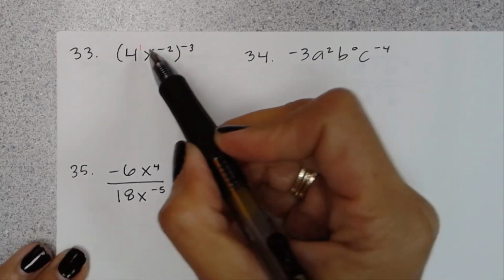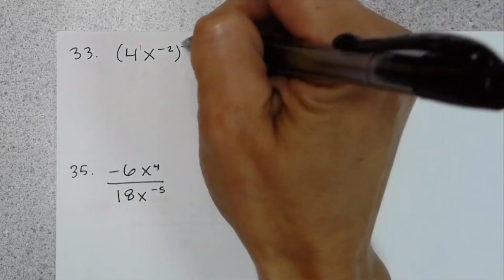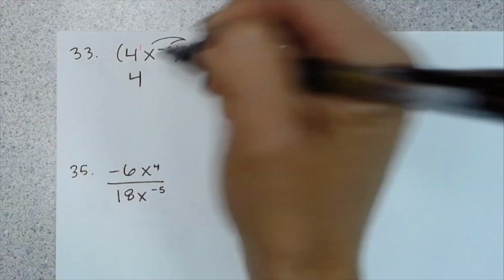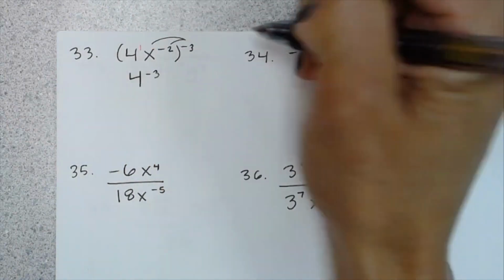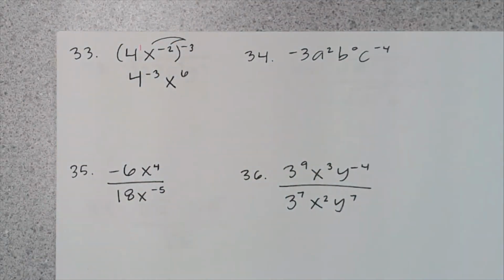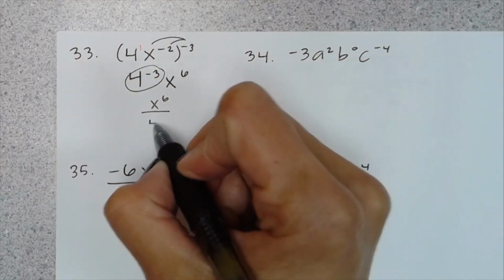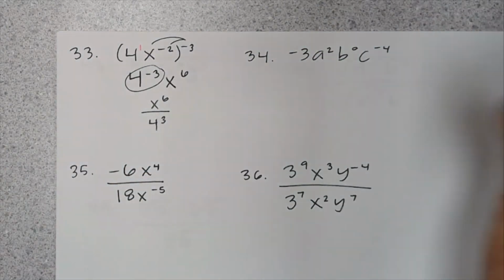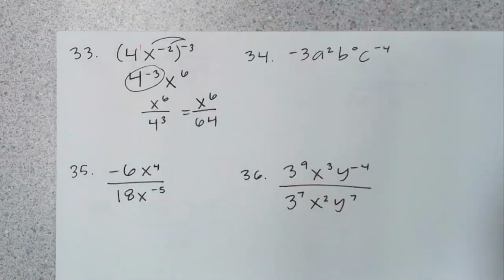For number 33, I filled in an exponent of 1 on the 4, and we're going to shower the power. So this is going to be 4, and then you're going to multiply exponents. So 1 times -3 is -3, and then -2 times -3 is going to be +6. At this point, 4 has the negative exponent, so we're going to move it to the denominator of the fraction. So we're going to go x to the 6th over 4 cubed, and then finally we're going to simplify that and get x to the 6th over 64.